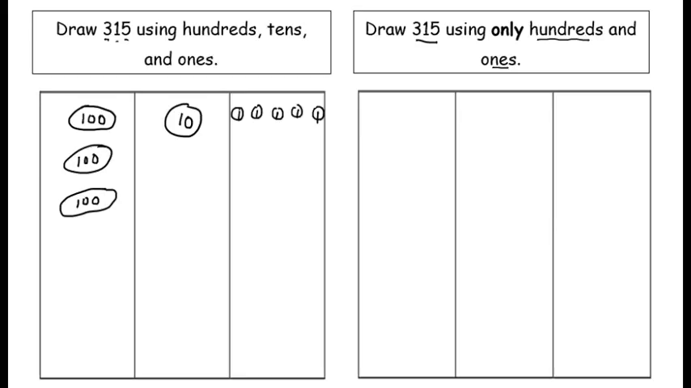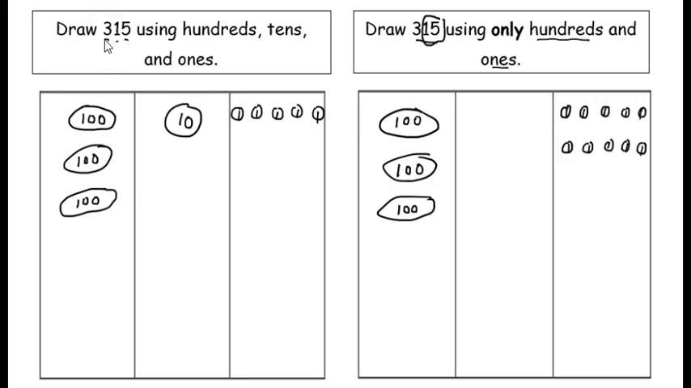Now we're going to draw 315 using only hundreds and ones. So I can keep those 3 discs in my hundreds place. So there's 1, 2, and 300. I can't use any tens, so I have to show 15 using only ones discs. So far I have 10, and now I have 15 altogether. So the number 315 can be thought of as 3 hundreds, 1 ten, and 5 ones, or 3 hundreds, 0 tens, and 15 ones.